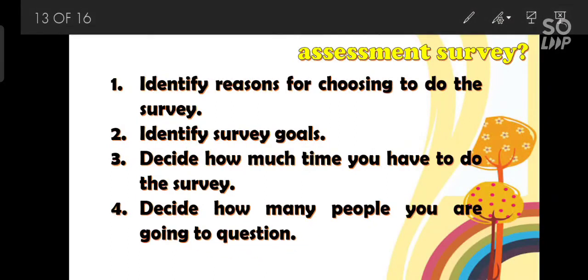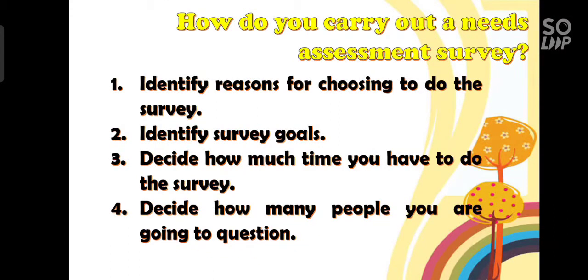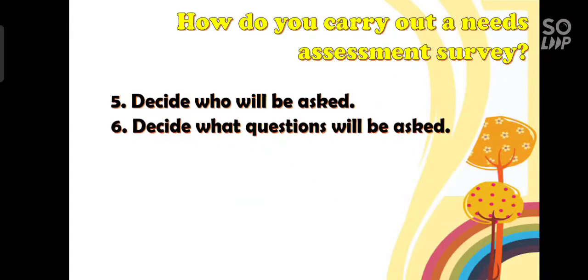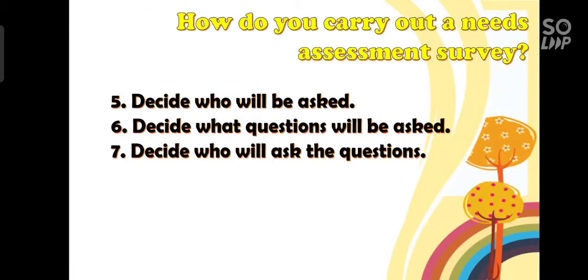Number 4, we have to decide how many people you are going to question. For a smaller group where you are asking everybody, this question will not arise. But with a larger group, when you are using a sample of the total population, you may want to be sure that certain parts of that population are included. Number 5, decide who will be asked. And number 6, decide what questions will be asked. So these questions will depend upon the scope of the assessment.